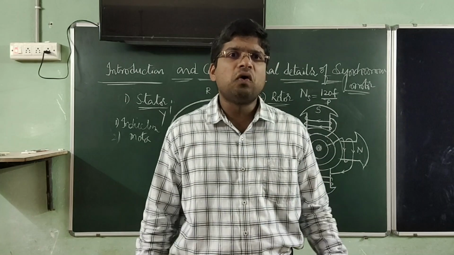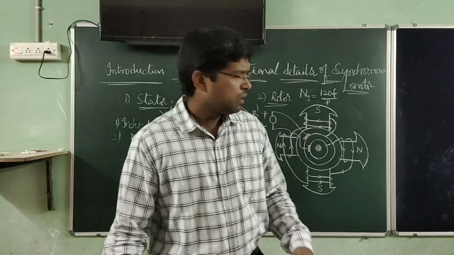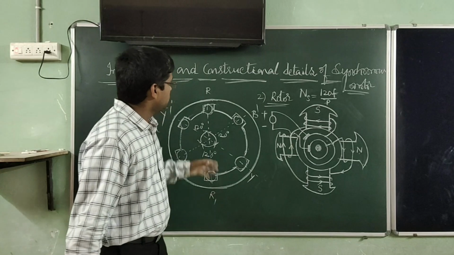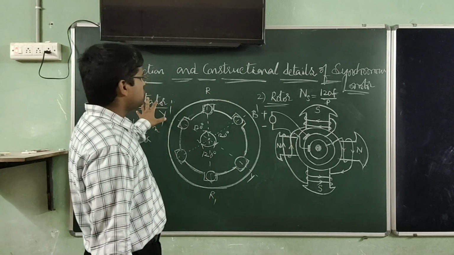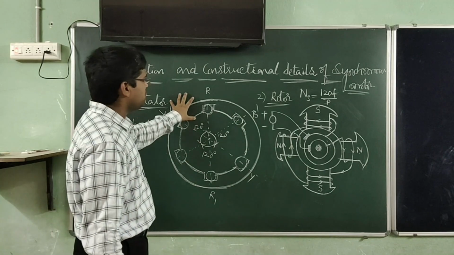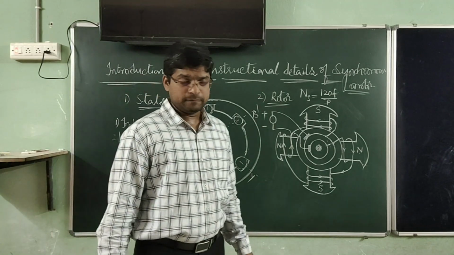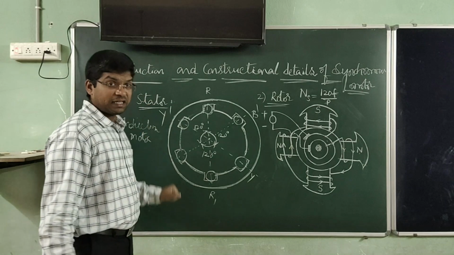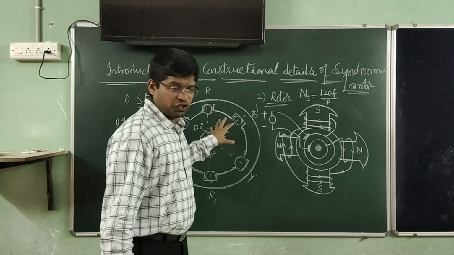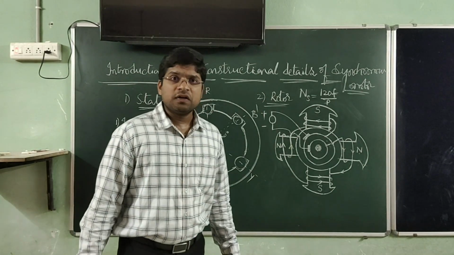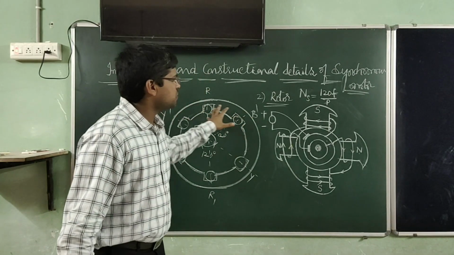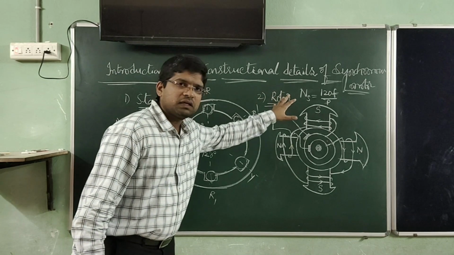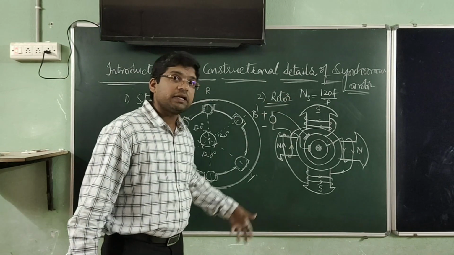So these are the main points of the synchronous motor. Now I am going to explain the constructional details of synchronous motor. Here I have drawn two pictures. One is the stator and another is the rotor. Stator is the stationary part of the synchronous machine and rotor is the rotating part of the synchronous machine. The construction details of the synchronous motor are the same for synchronous generator also.